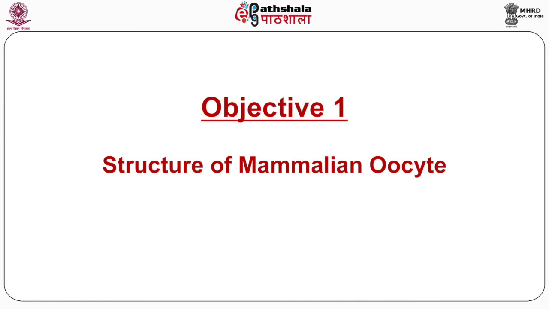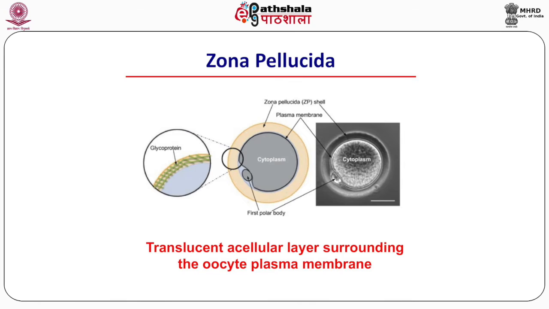So, the first objective of this module is to discuss the structure of the mammalian oocyte. The oocyte or the egg is similar to all somatic cells in terms of the essential organelles that it has: the plasma membrane, the nucleus, the mitochondria, the ribosomes, the Golgi apparatus and all other similar organelles. However, there are a few features which are specially present only in mammalian oocytes.